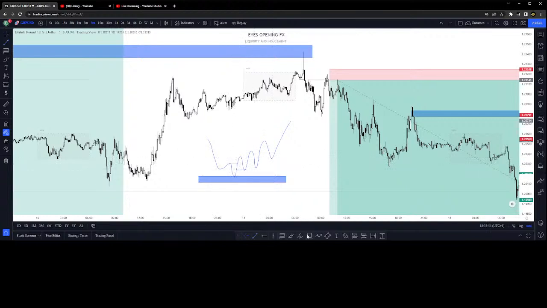So you expect what? A clean continuation of the structure to the upside. So this will be your what? Your POI. So once you have your POI clearly intact, then you expect what? Impulsive wave to the upside. So that is the idea of intent and entry around that area.